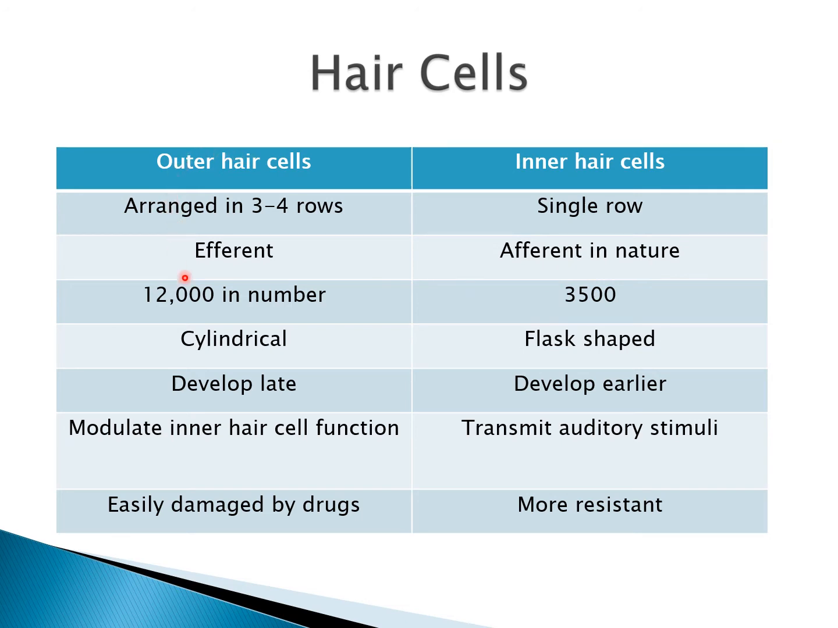The function of the outer hair cells is that they are mainly efferent in nature, while the inner hair cells are afferent in nature. Then the shape: outer hair cells are cylindrical in shape, while inner hair cells are flask shaped. The outer hair cells develop late, that is, phylogenetically they are new, while the inner hair cells develop earlier. The function of the outer hair cells is to moderate the inner hair cell function, while inner hair cells are primarily responsible for the transmission of the auditory stimuli.